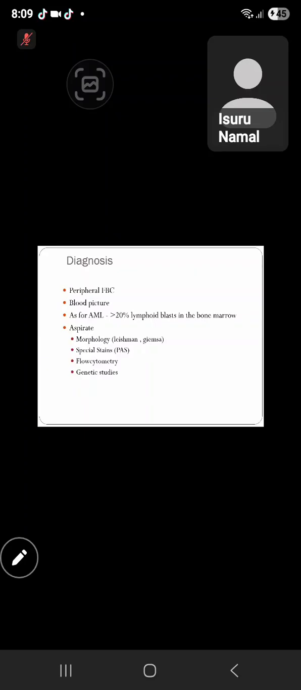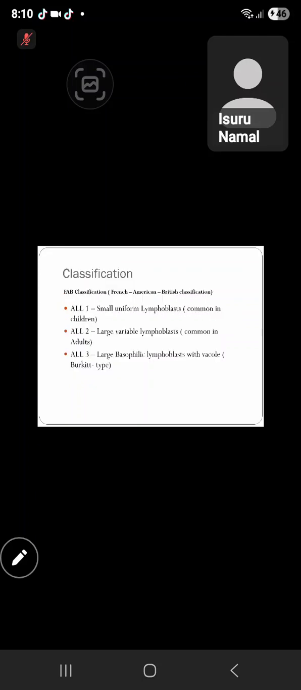As for the bone marrow aspirate, we should do the Romanowsky stain for morphological screening, then special staining as well, as I told previously, then flow cytometry and genetic studies. These are the common diagnosis route for both types of leukemia, AML and ALL, right? When you consider the FAB classification of ALL, previously we learned ALL L1, L2, and L3. ALL L1 has small uniform lymphoblasts in your blood smear.